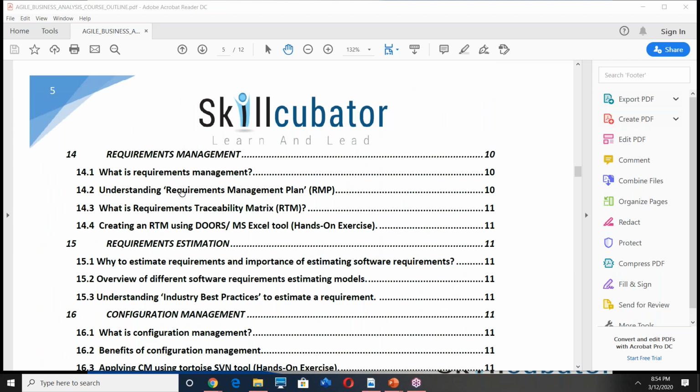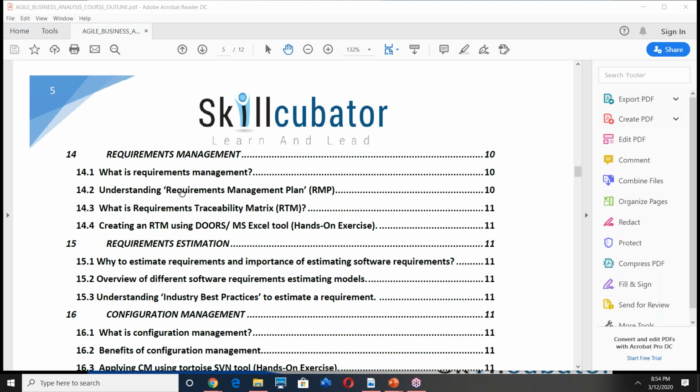Next, we'll talk about the requirements management. As a BA, he or she has to not only elicit, analyze, document the requirements, but also manage them, right? When I say manage, we have to make sure that the requirements are stored in a proper place in a common repository. They are updated as and when things change, and also create some artifacts as part of requirements management.